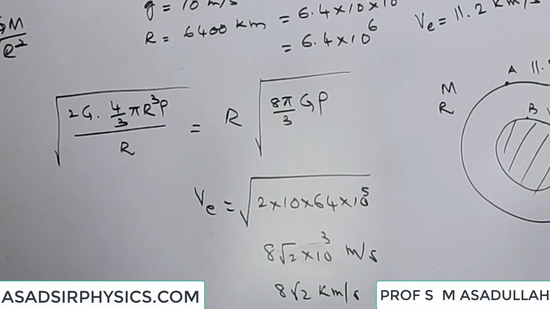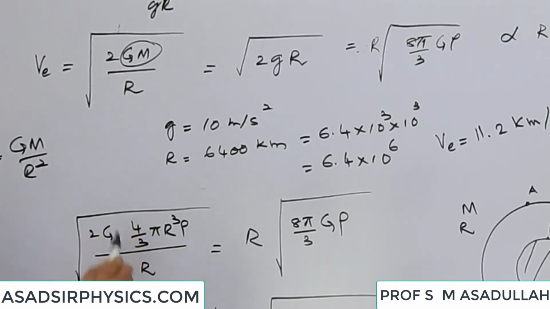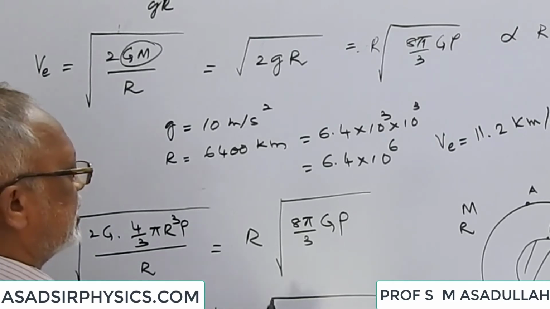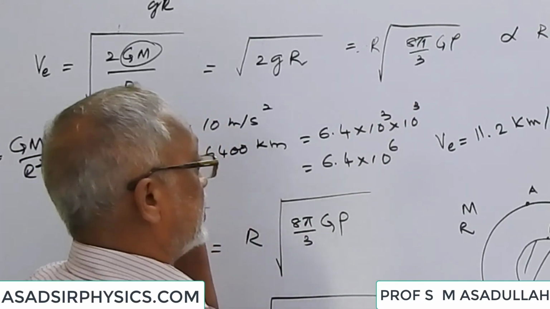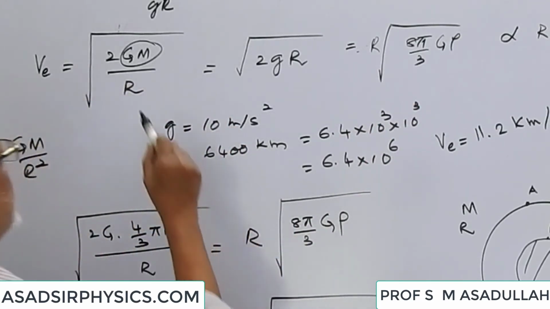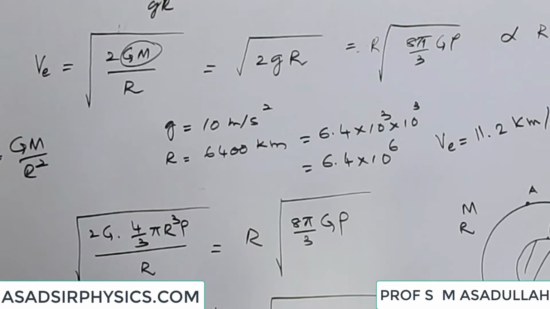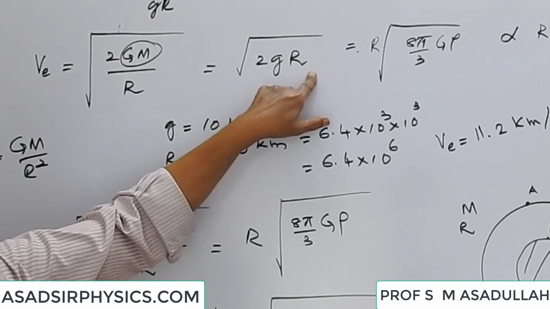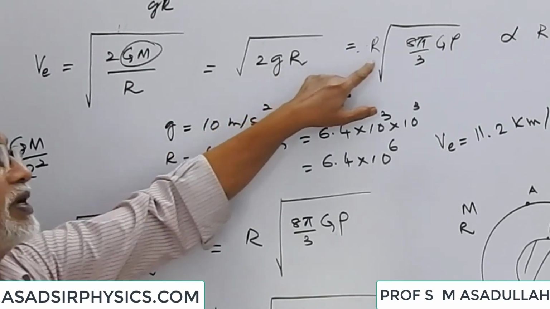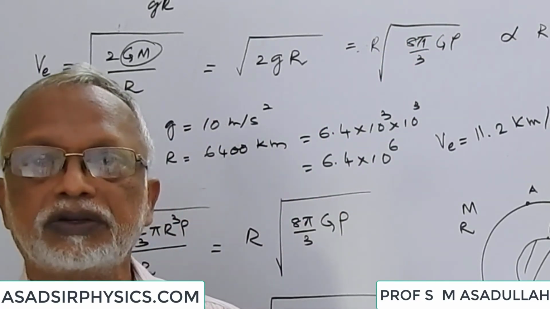Now in terms of the density of the planet or the earth, this formula can be written as √(2GM/R), where M is 4/3 πR³ρ. On simplifying that, R√(8πGρ/3). Now let us see one more interesting thing here. If the mass of a planet is constant, then escape velocity is inversely proportional to the square root of the radius. If acceleration due to gravity is constant, the escape velocity is directly proportional to the square root of the radius. If density is constant, then escape velocity is directly proportional to the radius.